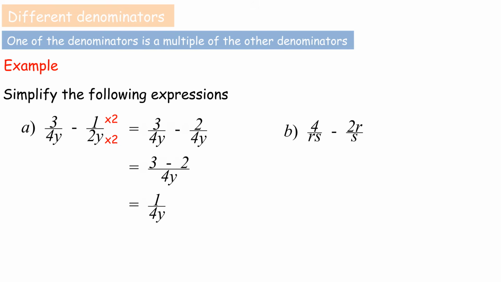B. 4 over rs minus 2r over s. Equating the denominators to rs. So s times r, and 2r also needs to times r, equals 4 over rs minus 2r squared over rs, equals 4 minus 2r squared over rs.